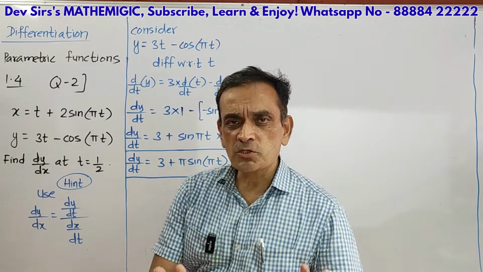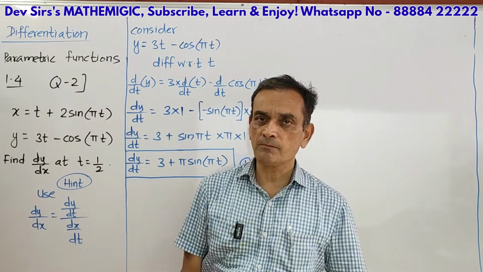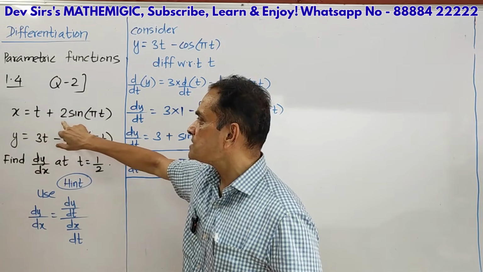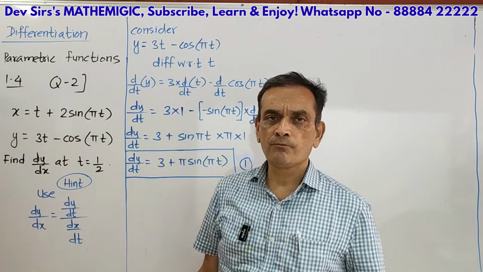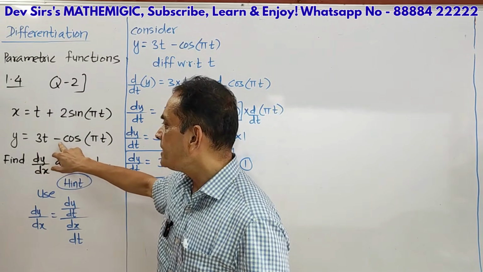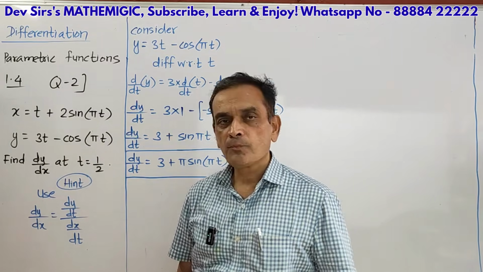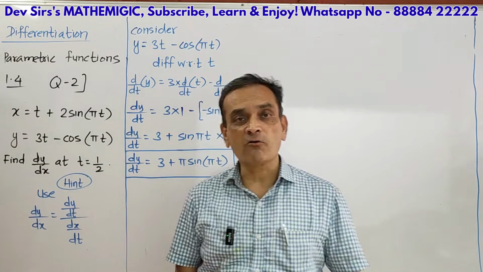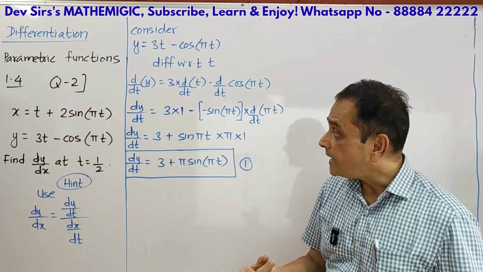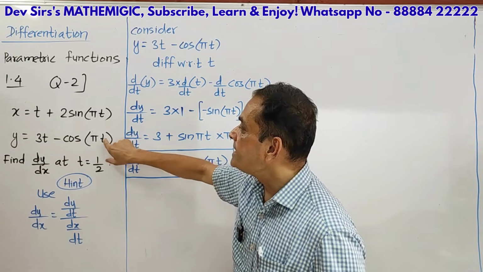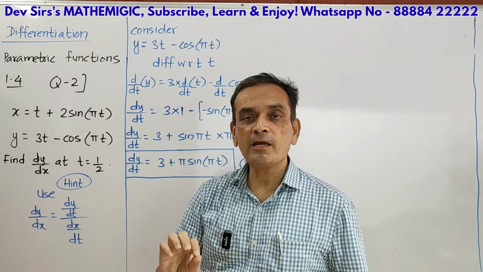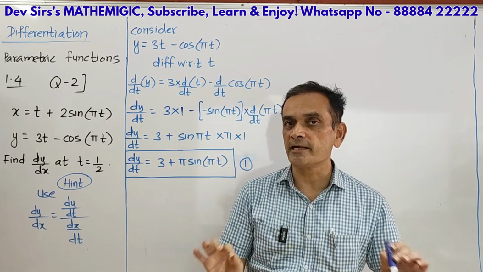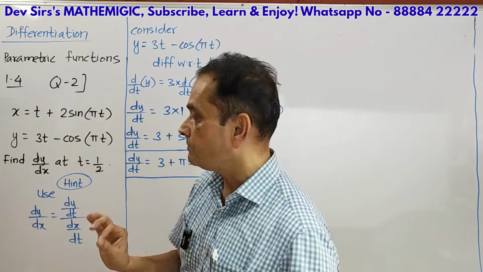So let's first observe what are parametric equations. अभी दोस्तों जब दो इक्वेशंस दिए x is equal to t plus 2 sin pi t and y is equal to 3t minus cos of pi t. There are two equations. One is of x, the other is of y. And there is a third variable t. Now this third variable t is called as the parameter. It is a variable, it is not a constant. It is called as the parameter.